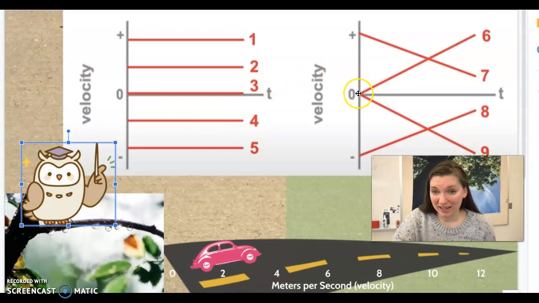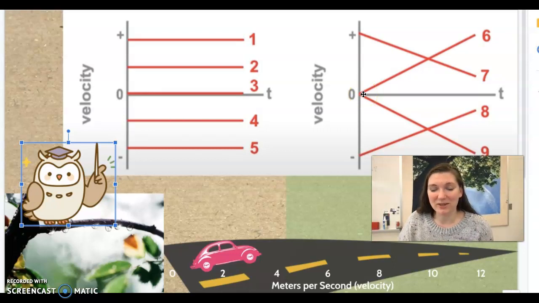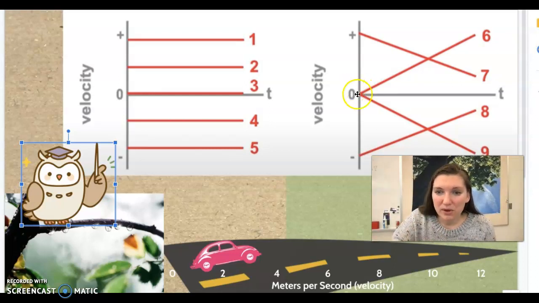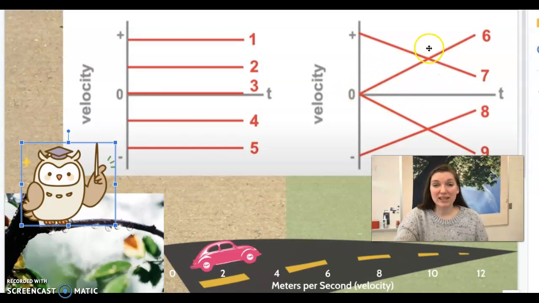So this is where it gets fun, because this is where we're thinking about acceleration. Instead of constant velocity, over here this is a change in velocity, which as you guys know means acceleration, deceleration, or negative acceleration. And all of those mean a change in velocity. So if you look at number 6 and number 9, they are both starting at 0 meters per second, miles per hour, whatever that is. So they're starting from no movement at all, and they are speeding up, right?